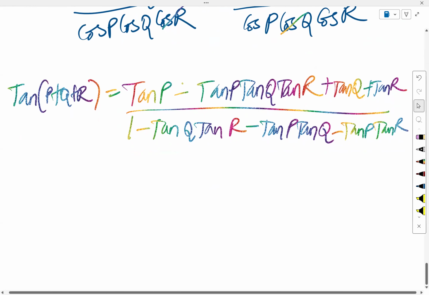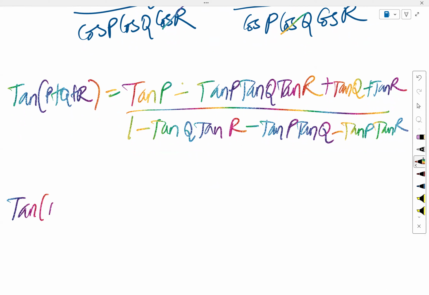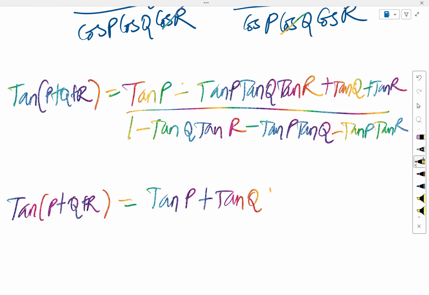So just to make things look a bit neater, I can tidy things up. We've got everything in terms of tan and constants now. So we have tan P plus Q plus R is equal to, so we have that tan P, if you like, plus tan Q, then plus tan R, then minus tan P tan Q tan R.